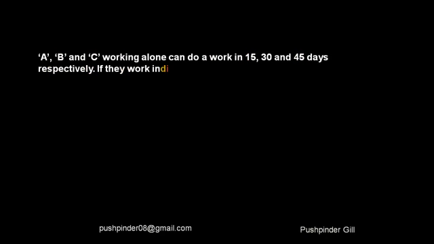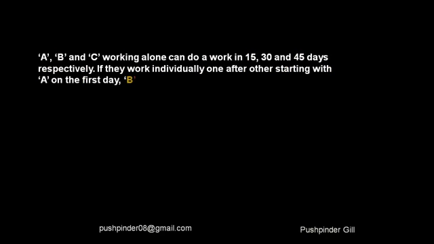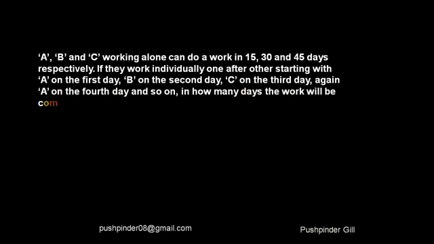Now A, B, C working alone can do a piece of work in 15, 30 and 45 days respectively. If they work individually one after the other, A on first day, B on second day, C on third day, so how many days will the work be completed? Now this is the same kind of work, right? So what do you need to do?